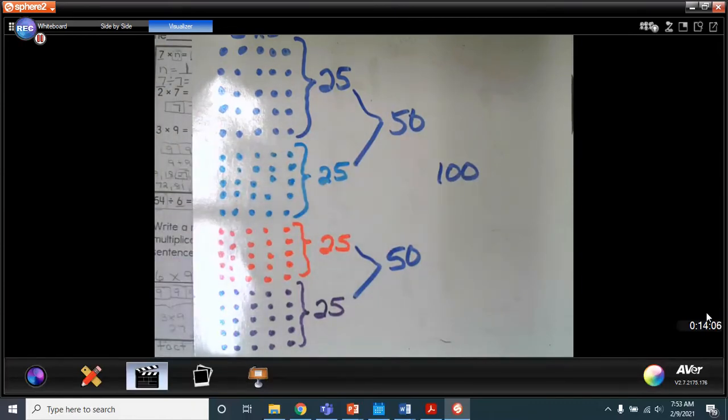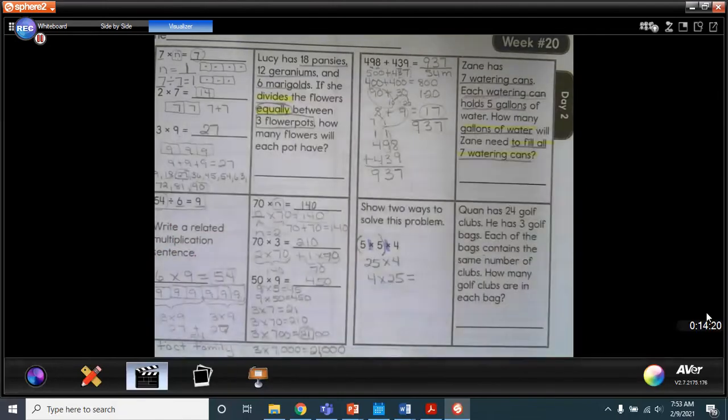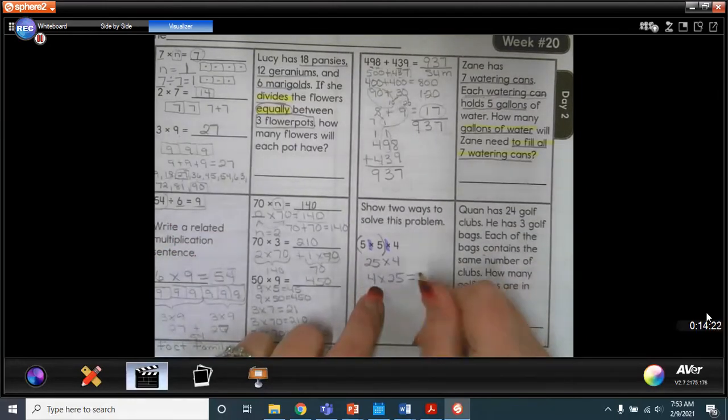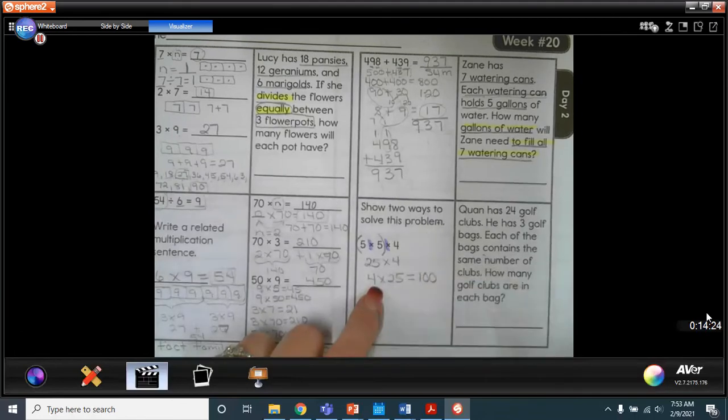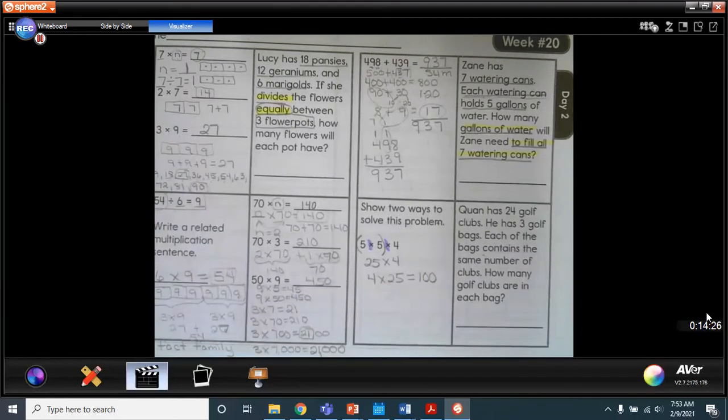Now, do we want to have to count all these little dots? No, because that would be inefficient. And we want to make sure that we can do something quickly without having to do a lot of counting. So this is a visual model, but when you get to the equation, we can just go ahead and say, oh, I know 4 groups of 25 is 100.